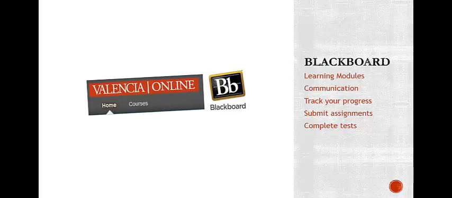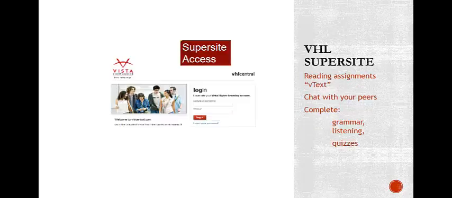On Blackboard is where you will find topics covered within the learning modules. That includes discussions and all sorts of communication, such as emails related to the course, track your progress in the class by checking your grades, submit assignments, and complete chapter tests. Anything pertaining to the work you submit that is averaged as part of your final grade can be found here. Now let me show you what the super site looks like.